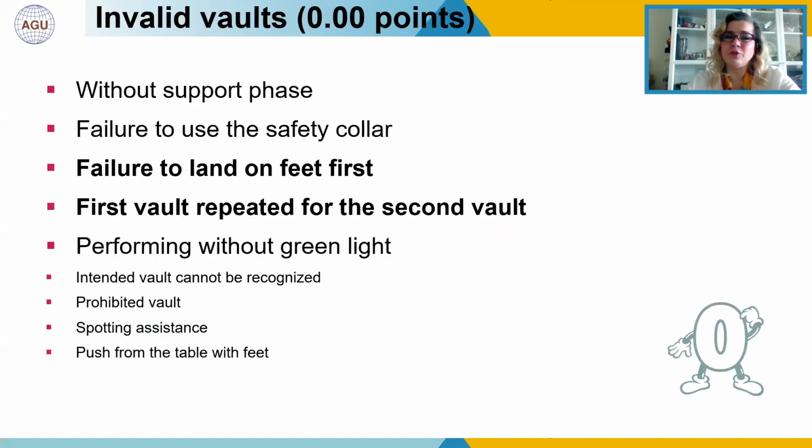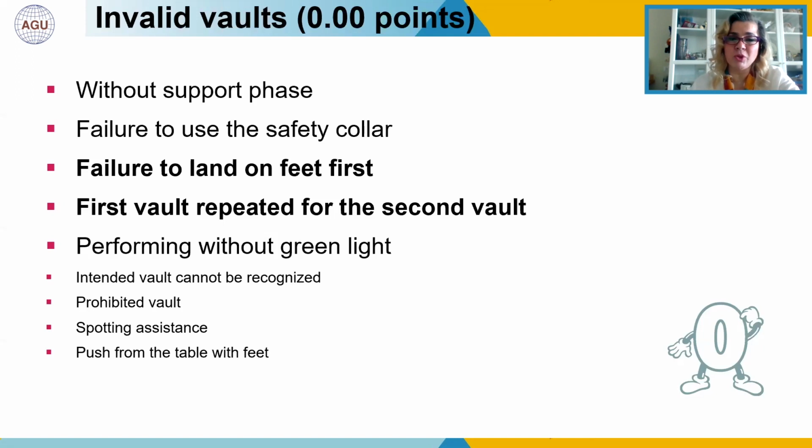What's the invalid volts, or volts which receive 0 points? It's like the support without support phase, which means neither hands are on the table. In this case, 0 points. But if one hand only, as we said before, then it's a deduction of 2 points from that volt. And another case, failure to use properly the safety collar mat for the Yurchenko round-off entry volts.